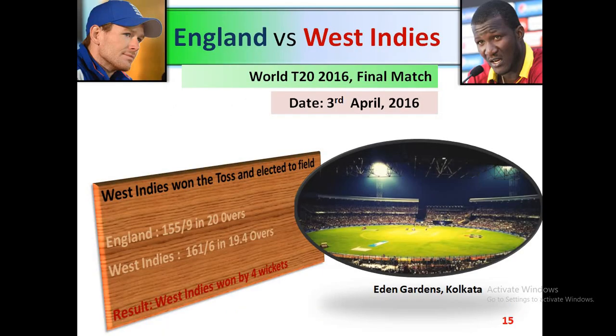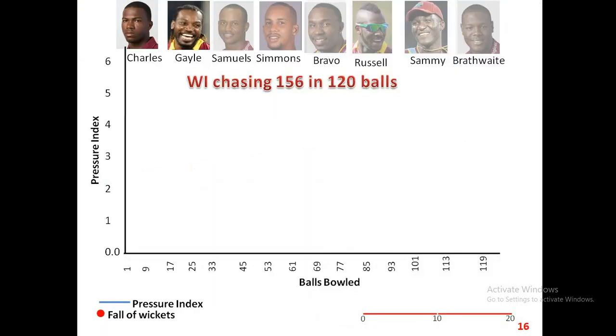Now let us see how the pressure index behaves in a real match situation, and for this we bring before you a match which was the final of the 2016 T20 World Cup played at Eden Gardens. West Indies won the toss and put England to bat, and England were 155 for 9 in 20 overs, giving a target of 156 to West Indies. Let us see how the pressure index behaves in this match situation.